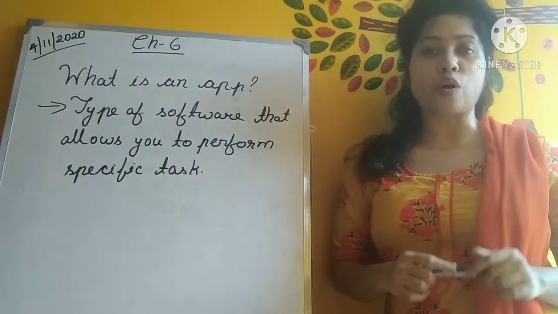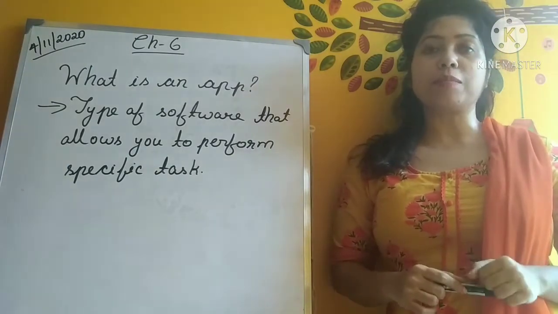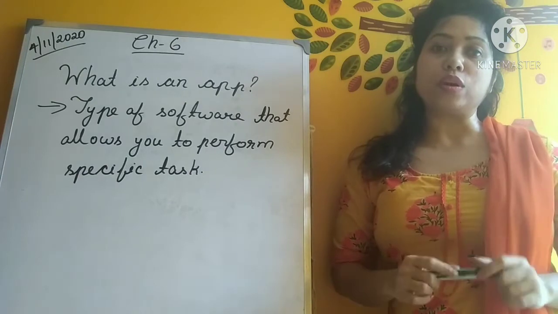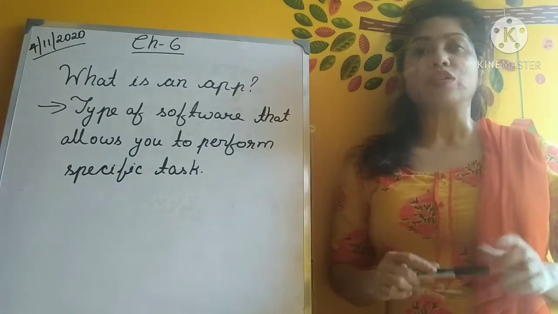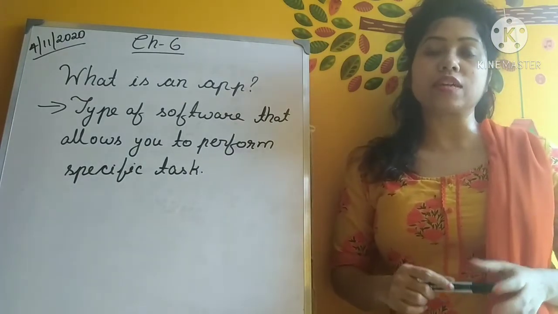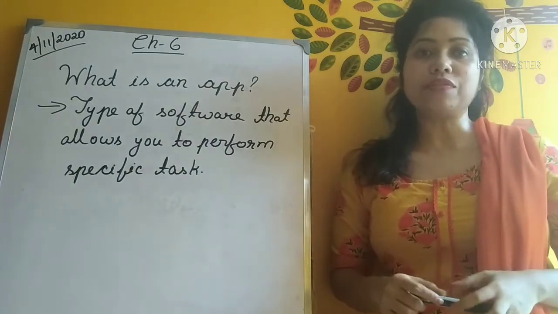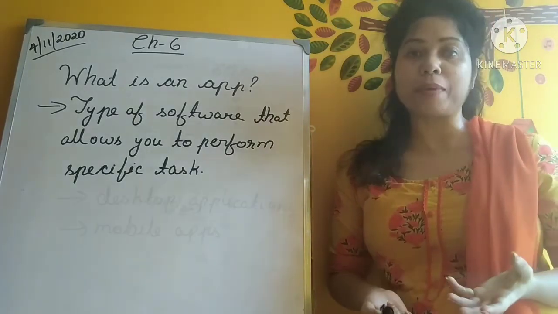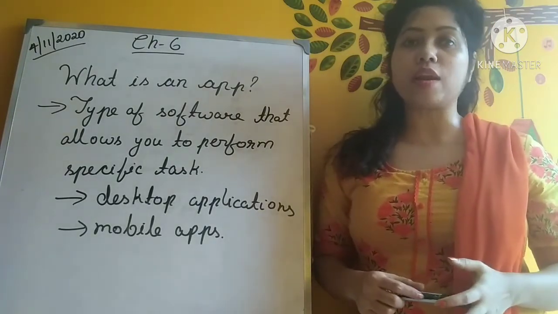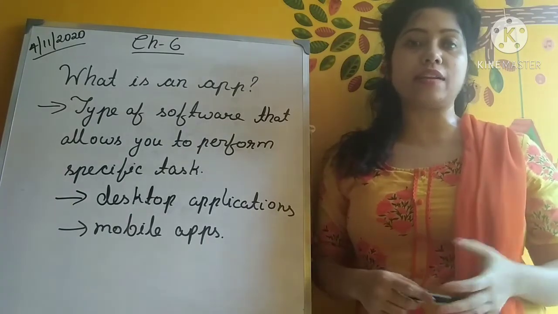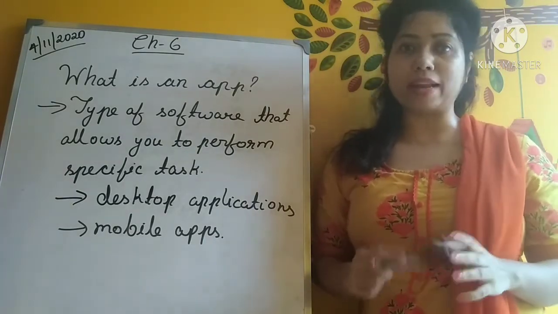So students, you have often heard people talking about an app or an application or a program. So what exactly does it mean? An app is a type of software that allows you to perform some specific task, okay? So you can find apps in the desktop application. Applications for desktop or laptop are called desktop applications, whereas the apps which you can find in the mobile are called mobile apps, okay?